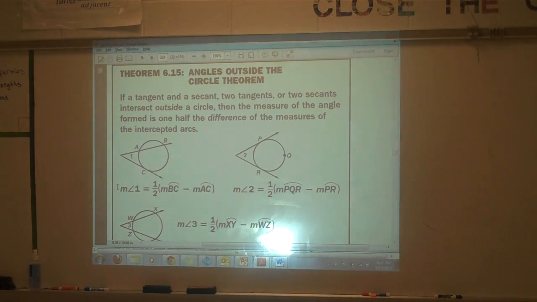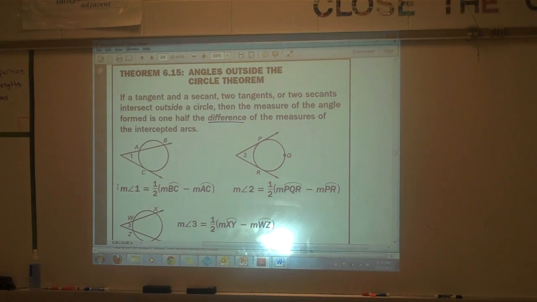It says if a tangent and a secant, two tangents or two secants intersect outside a circle, then the measure of the angle formed is 1/2 the difference. Underline that for me. Underline the difference of the measures of the intercepted arcs. That's a lot of words. So let me explain what it actually means.